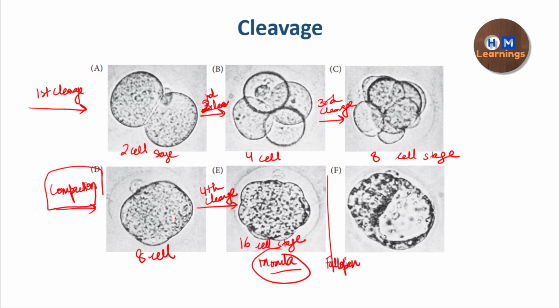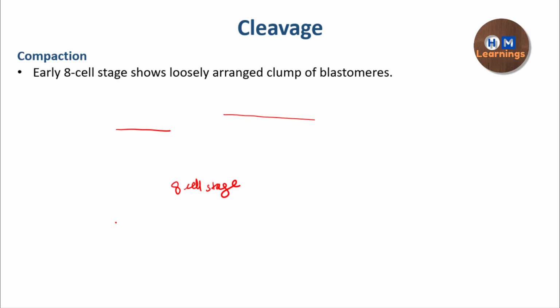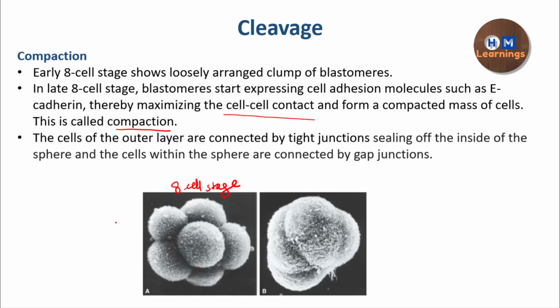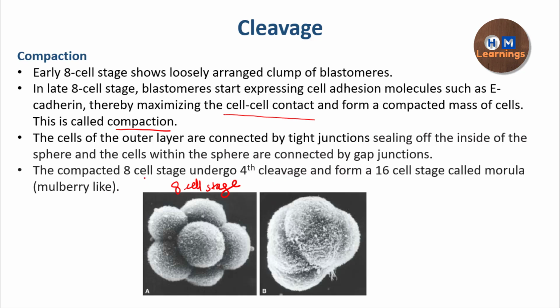They come in close contact, they start having tight junctions between them, they start having gap junctions between them, and that is how they form a compacted ball of cells. Okay, so they have tight junctions and they also have gap junctions. So the compacted 8-cell then undergoes the 4th cleavage and forms a 16-cell stage called a morula.